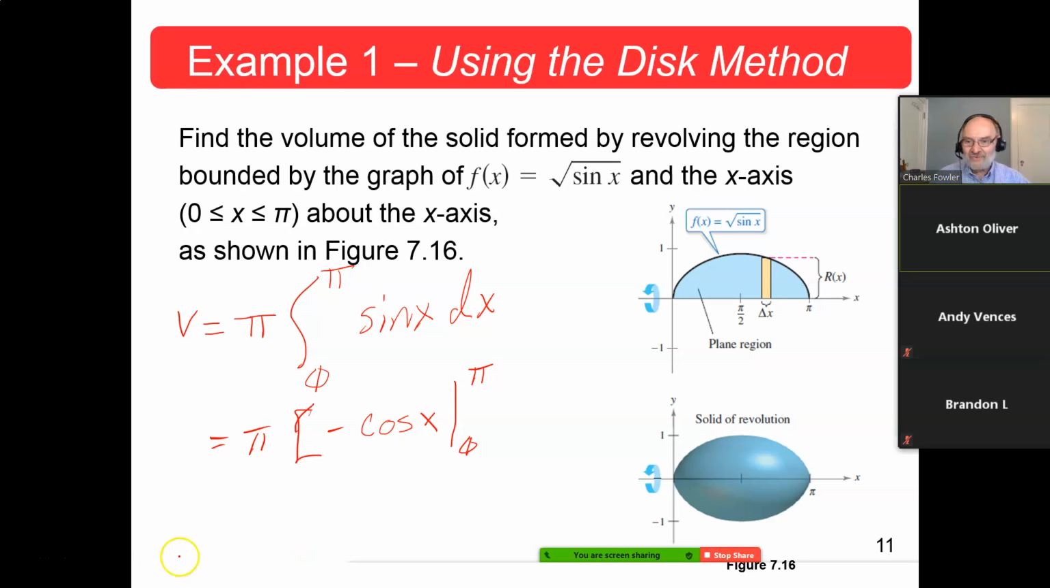Amazing. All right, so let's go from here. So what will this volume be? It's going to be pi times minus cosine of pi. Can anyone tell me what cosine of pi is? Cosine starts at 1, goes down to 0 at pi halves, and down to negative 1 at pi. So that's a negative 1. So it's a minus negative 1, which is plus 1, minus a negative, which is plus the cosine of 0. And what is cosine of 0?